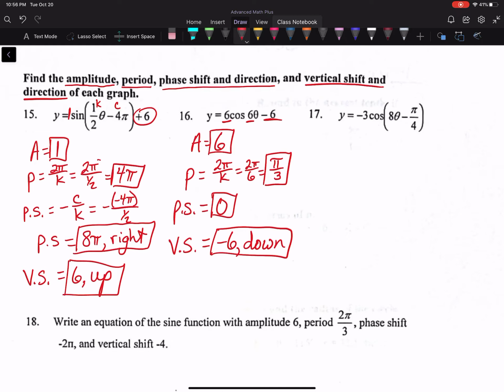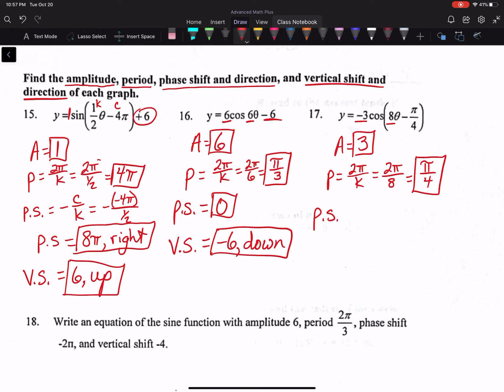So if it's positive, it goes up for your vertical shift. If it's negative, it goes down for your vertical shift. Remember, vertical means up and down. Phase shift means left and right. And last one, 17 of this section. A is -3, but remember amplitude is always positive, so positive 3. Your period is 2 pi over k. In this case, k is 8, so 2 pi over 8. That will reduce to pi over 4.